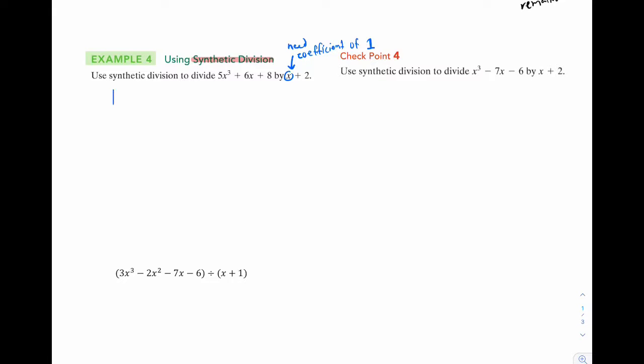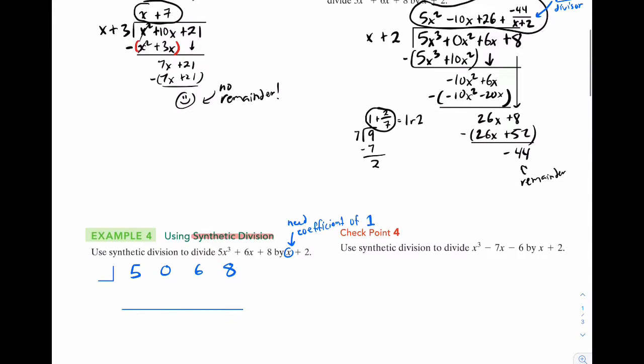You're going to start by drawing a half box, like a backwards L right there. Draw a line right about there. And what you do is you write the coefficients of this thing right here. So it's similar to long division, except you just write the coefficients down: 5, 0, 6, and 8. Notice how that's the same thing as I did over here. 5, 0, 6, and 8.